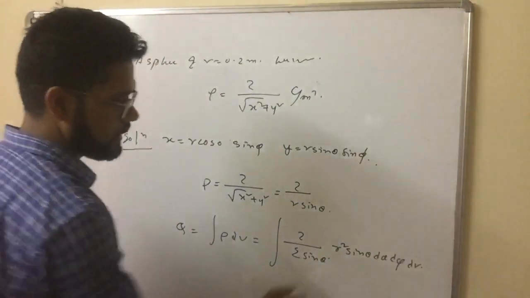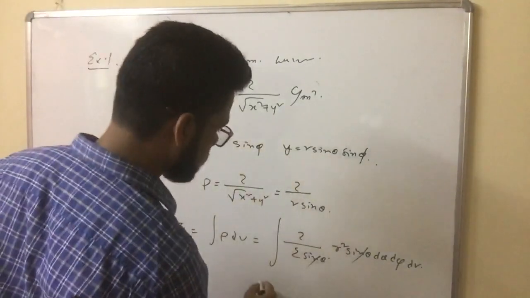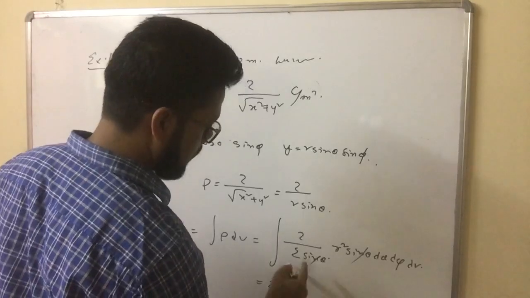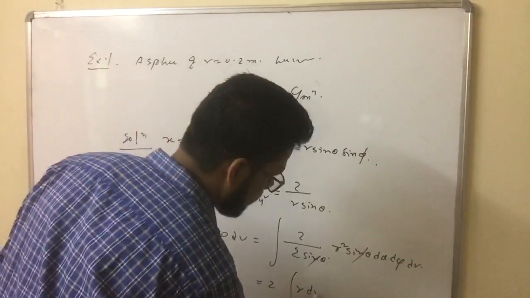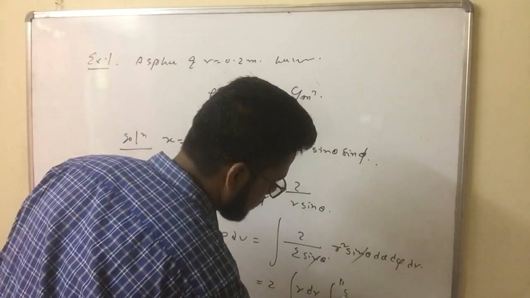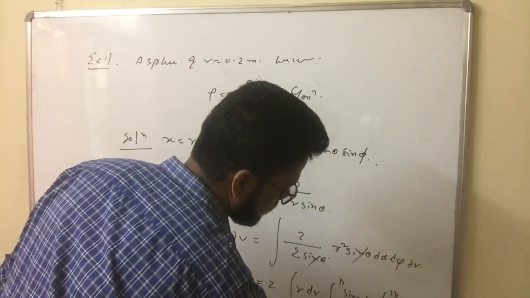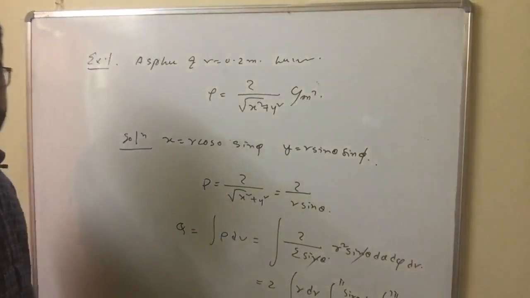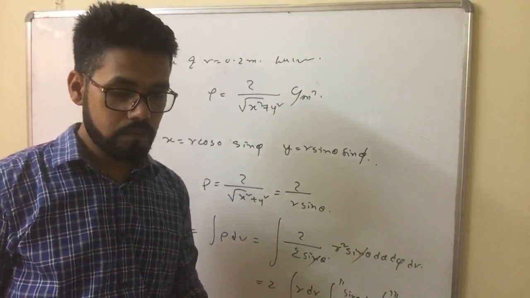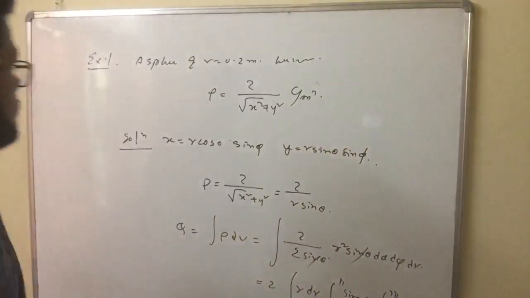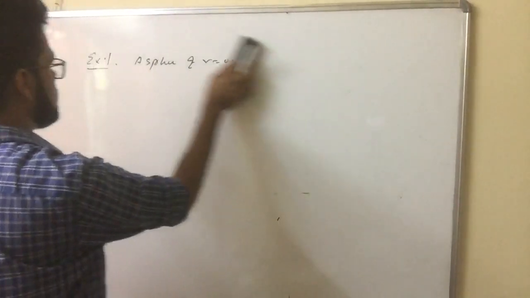The sin theta cancels, then r is partly cancelled, and 2 will come out: 2 times the integral of r dr, and 0 to pi sin theta d theta and 0 to 2 pi d phi. This is a simple calculation you can do easily. That is what I am going to give you; you have to do the calculation.